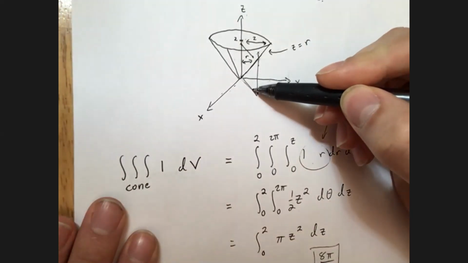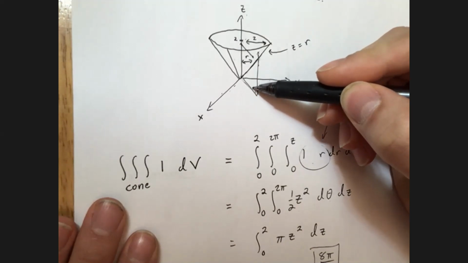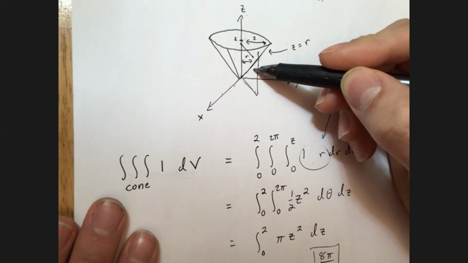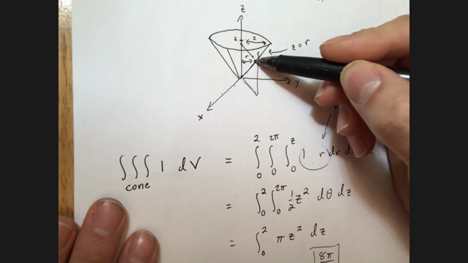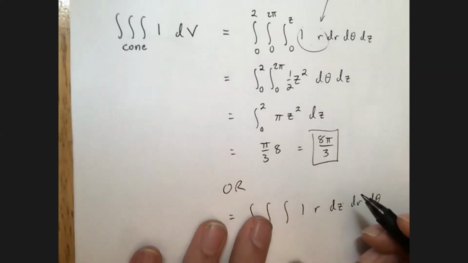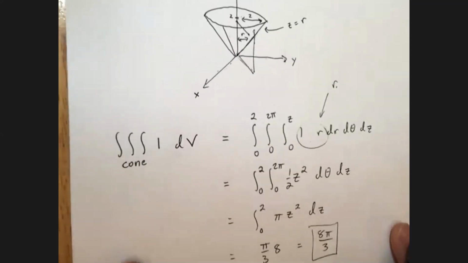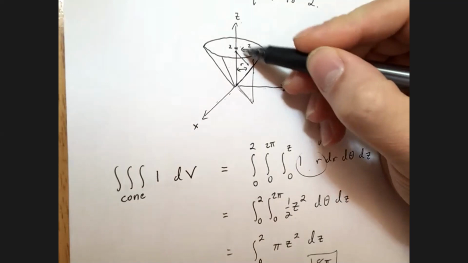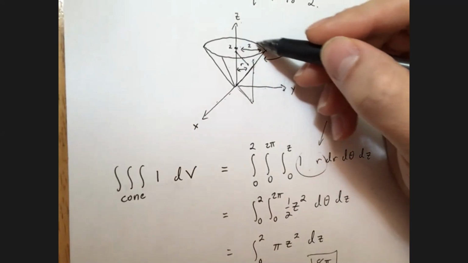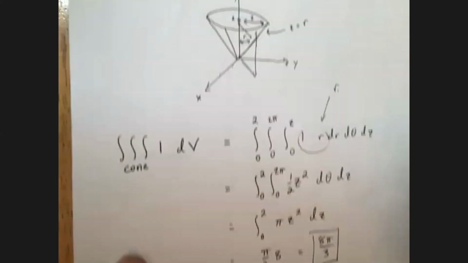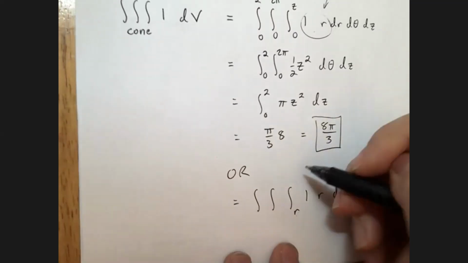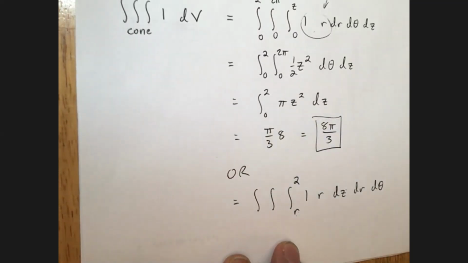Z doesn't start at 0, right? That's outside the cone. I'm not at the cone yet. I'm going up and up and up until I hit the cone. Now, at that point, z is equal to r. So z starts at r. And then how high does z go? Well, z goes as high as 2, right? It goes to the top of this cone. So if I set the integral up this way, I would go from r to 2.